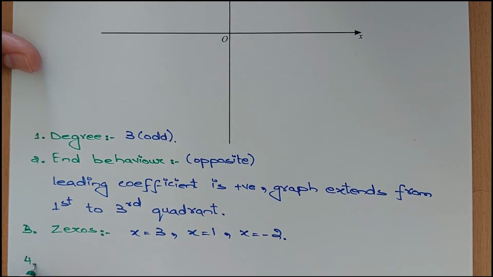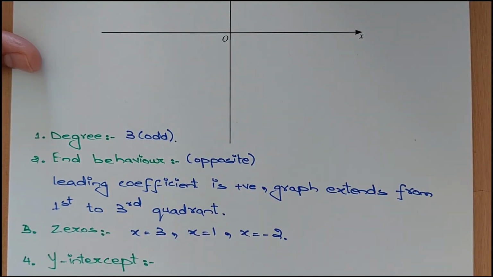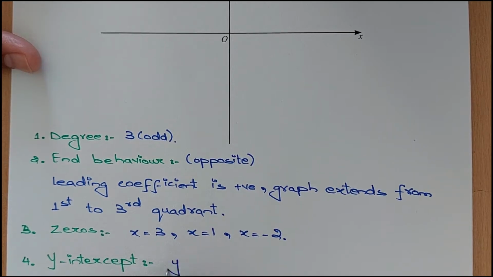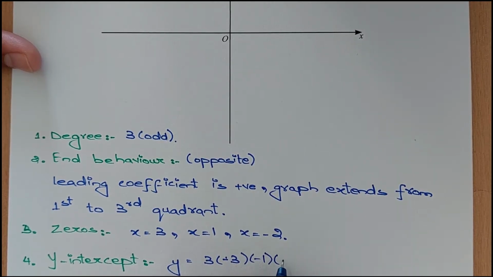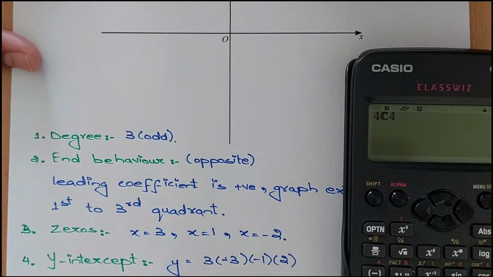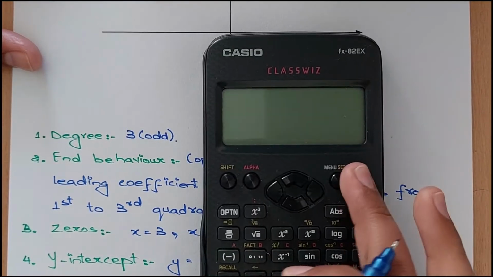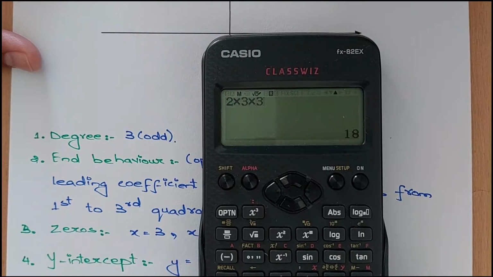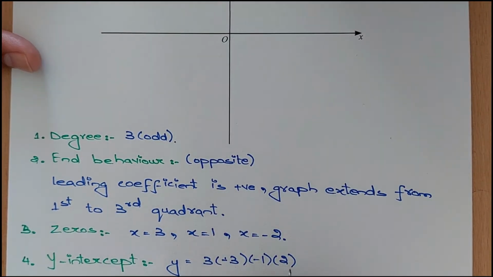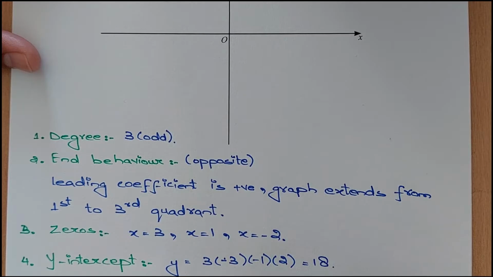Now the fourth step is the y-intercept. So the y-intercept is a point where the variable x equals 0. So y is equal to 3 times, just put x equals 0 throughout the equation, minus 3, minus 1 and 2, right? So let me simplify. Negative times negative is positive. We have 2 times 3 times 3, that is 18. 18 is the y-intercept. Right.